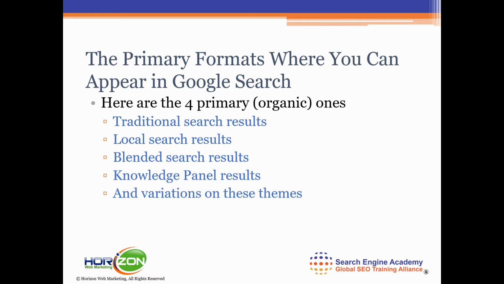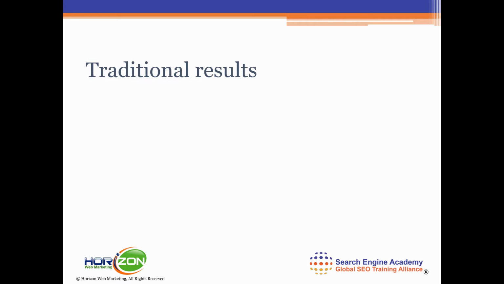There's infinite variations on these themes. I'm just telling you about the four overarching categories because Google will show all sorts of different layouts to its search results screen, depending on whether you're on desktop or you're searching on a mobile device, and the type of search and so forth.